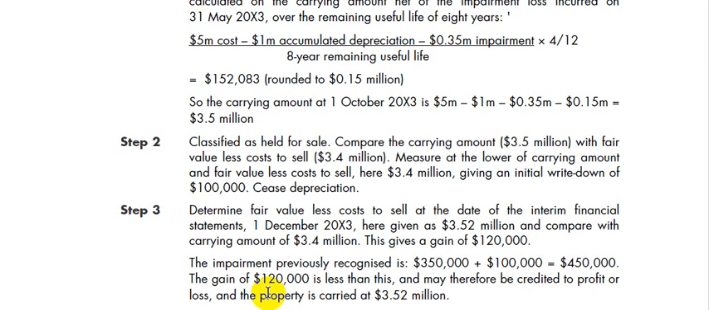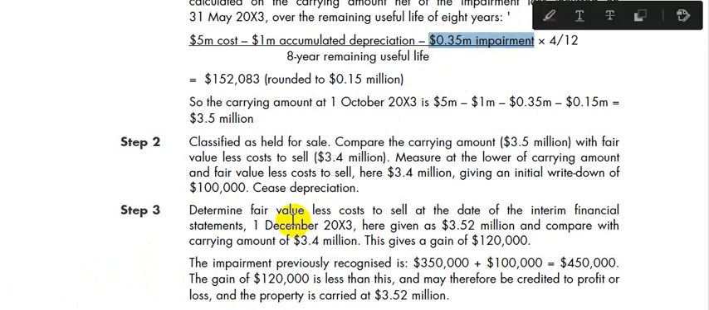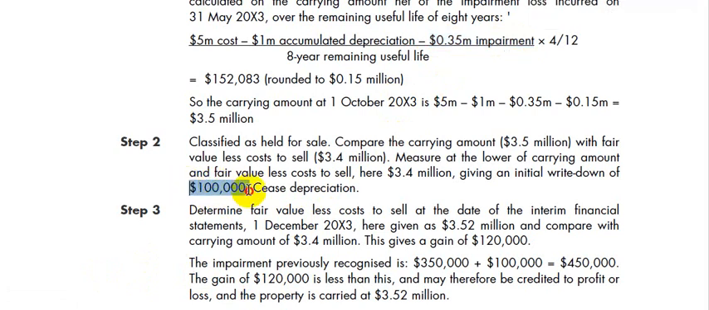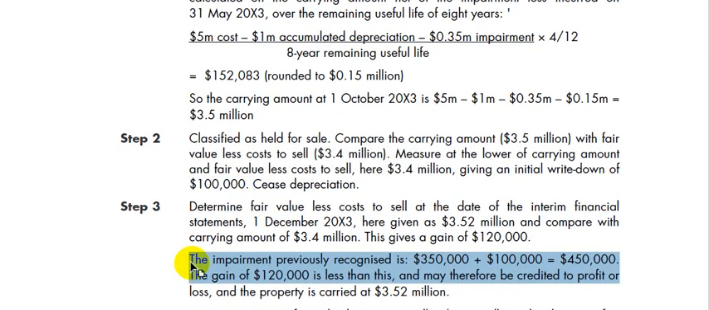Oh, there was an impairment of 100,000. Which 150 was depreciation? We have the 350 first, the one given in the question, then the 100 computed in note 2, to give us total cumulative impairment of 450. So that impairment of 450, we've got a gain of 120, so we'll write off 450 minus 120.